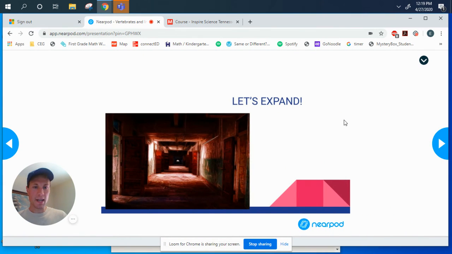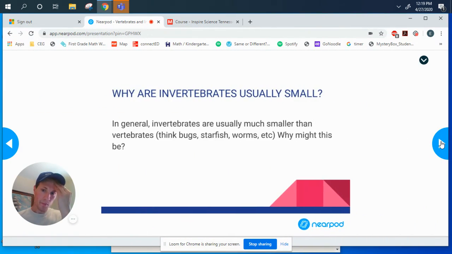All right, so let's expand our thinking. Why are invertebrates usually pretty small? In general, invertebrates are usually much smaller than vertebrates. Like think about bugs, starfish, worms, those kind of things. Why might this be? I want you to talk to your brother, your sister, your dog, your toy. What ideas might you have about why invertebrates are usually really small?